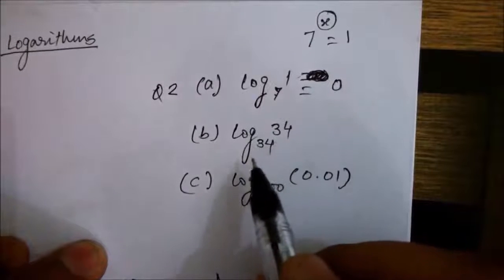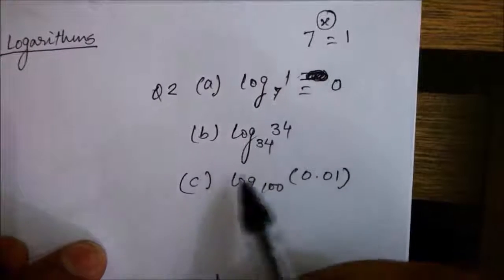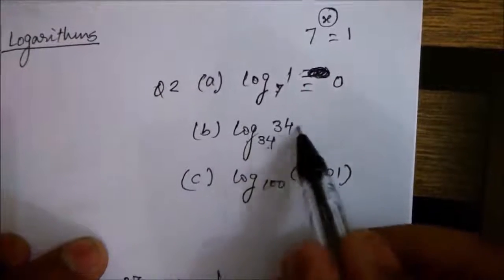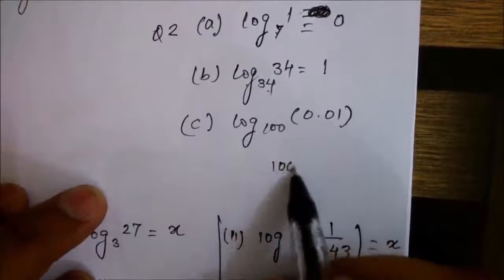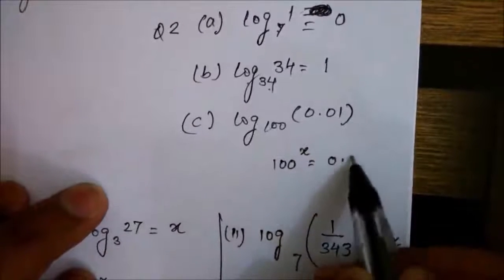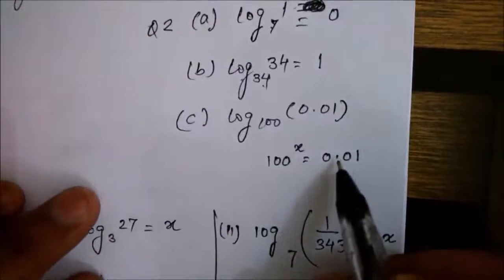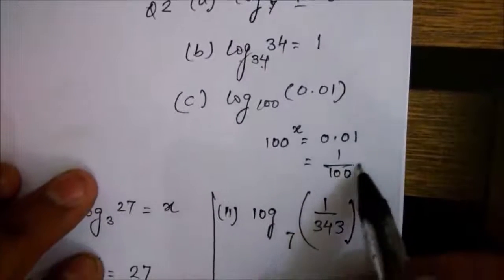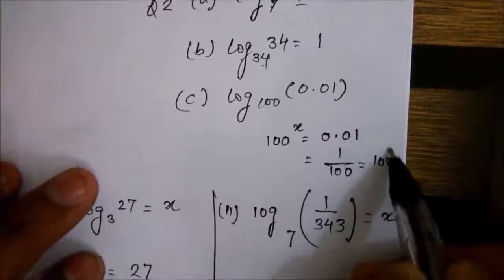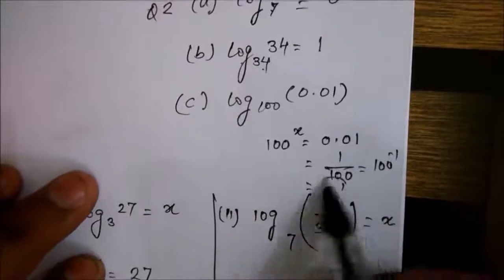According to the property that we said, anything to the same base, that is log a to the base a, is always 1. And the third will be 100 raised to x is equal to 0.01, which can be written as 1 upon 100, which can be further written as 100 raised to minus 1. So the answer is minus 1.